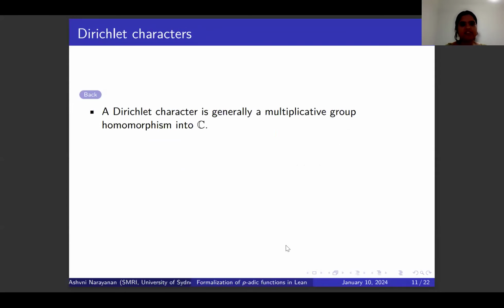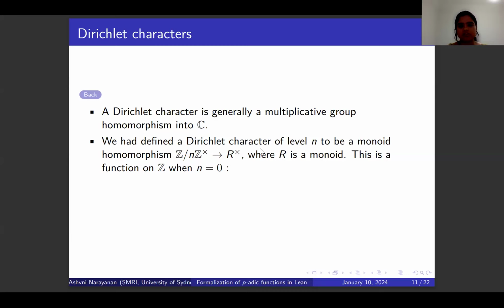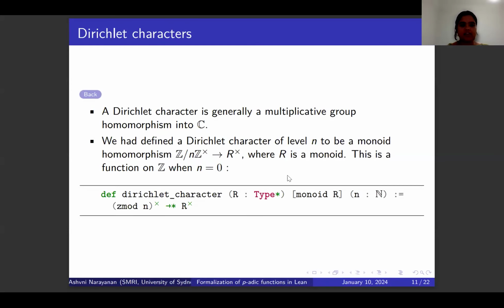Okay, so what is a Dirichlet character? A Dirichlet character is generally a group homomorphism into C. And in Lean 3, I defined it as a monoid homomorphism from Z mod NZ star to R star for some particular level N associated to the Dirichlet character. Okay, so this was the definition in Lean 3.